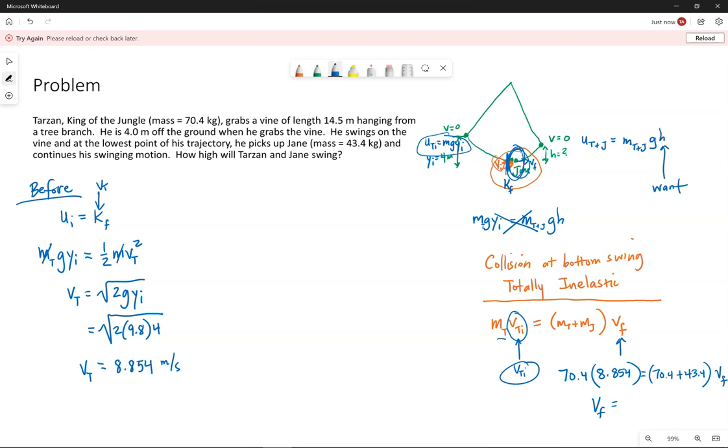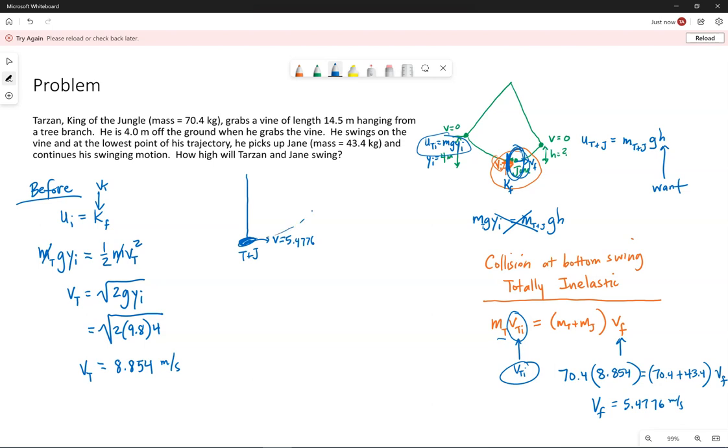That is definitely not the right answer. Oh, I multiplied. I need to divide by their combined mass. So 5.4776. Hopefully it makes sense that together they're traveling slower. This velocity represents them together right after Tarzan has picked up Jane.